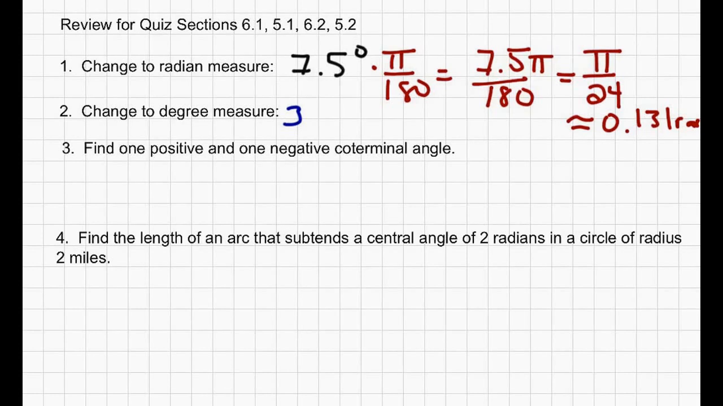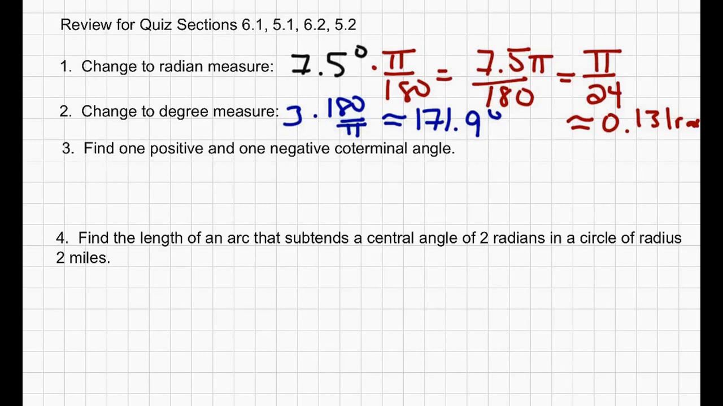In order to change it into degrees, you multiply by 180 over pi. Use the pi button on your calculator. Don't use 3.14 as an equivalent. And then you will find out that 3 times 180 divided by pi is approximately 171.9 degrees.